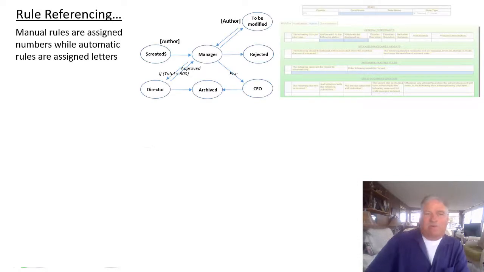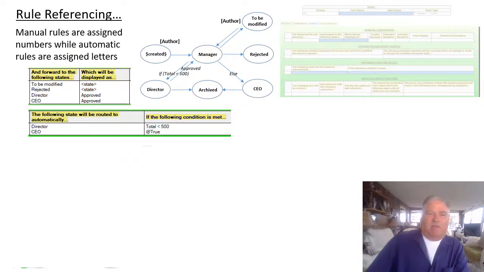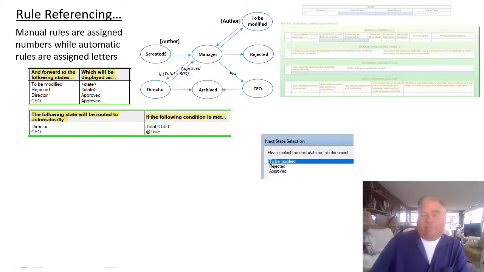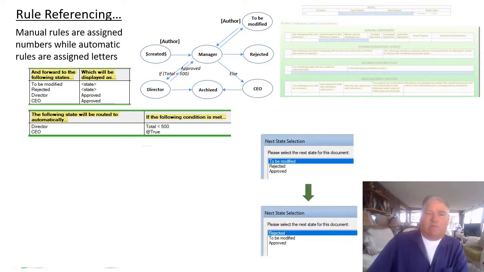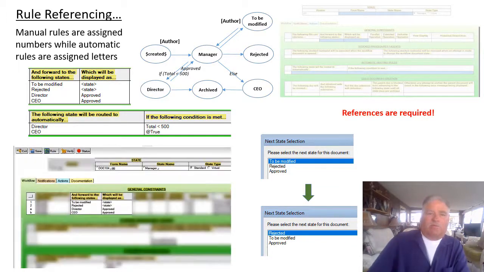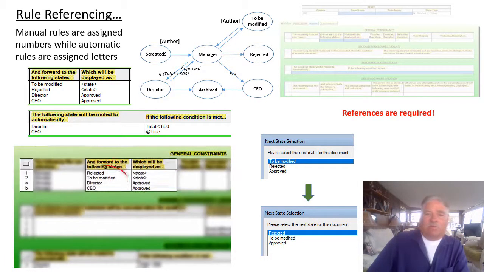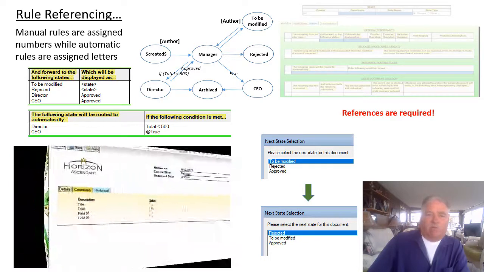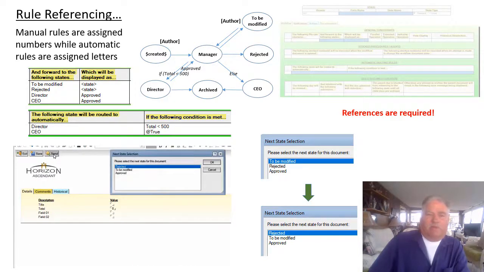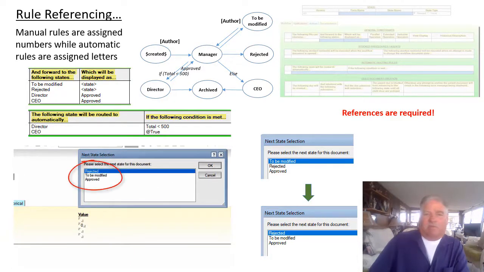Now we'll digress here just for the next couple of slides. We do want to, for example, change the order in which next states are presented to the end user. Also, if we want to delete and do other manipulations or rules, we need to reference them. And so to that end, in this particular system, manual rules are assigned numbers while automatic rules are assigned letters. So here in this example, we've just simply reordered the states that are presented to the end user.